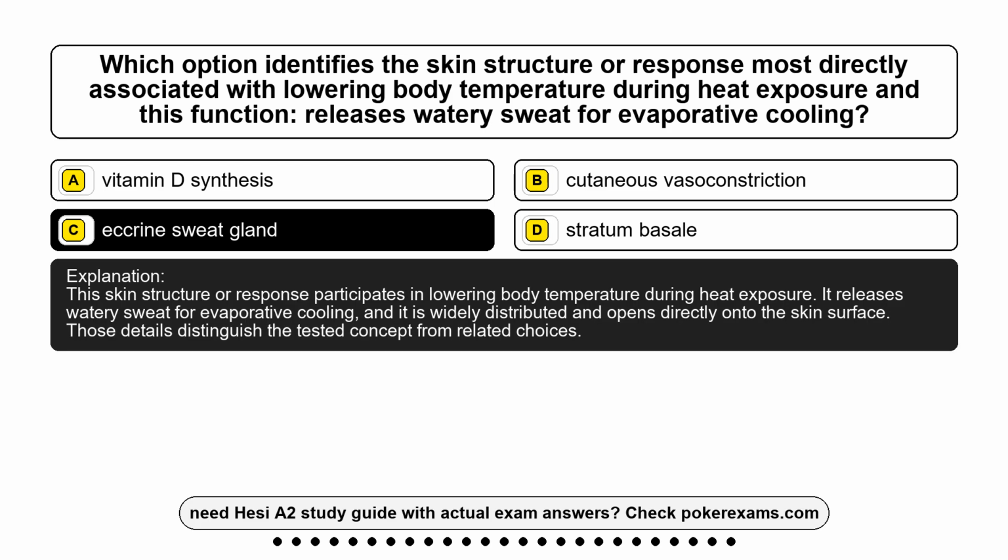This skin structure or response participates in lowering body temperature during heat exposure. It releases watery sweat for evaporative cooling, and it is widely distributed and opens directly onto the skin surface. Those details distinguish the tested concept from related choices.